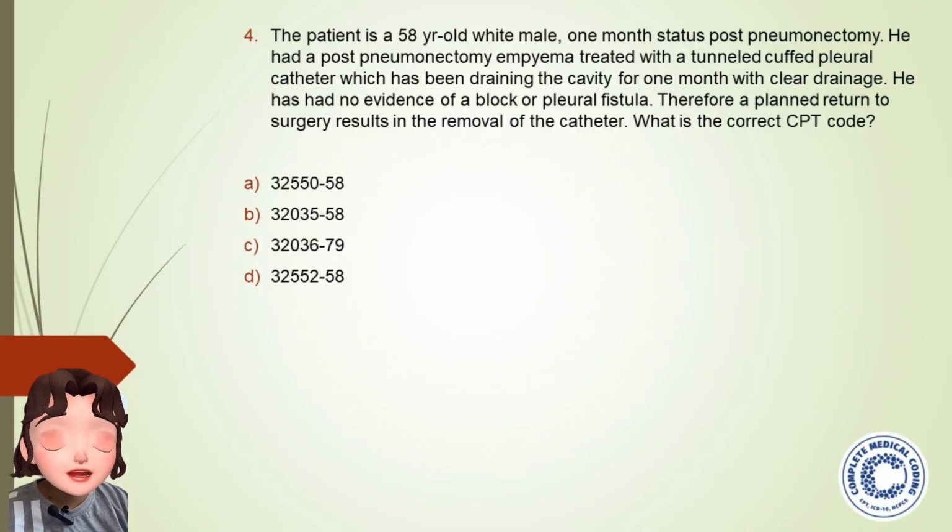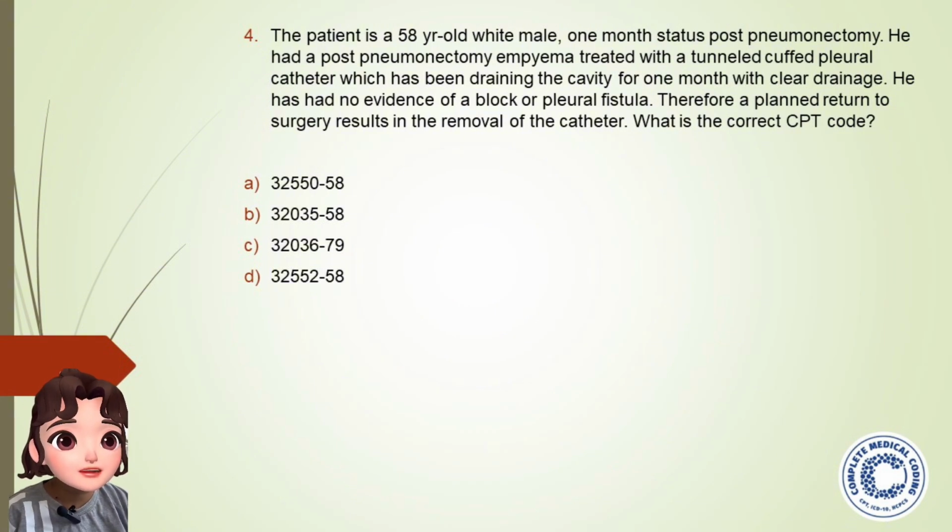Moving on to the fourth question. The patient is a 58-year-old white male, 1 month status post pneumonectomy. He had a post-pneumonectomy empyema treated with a tunneled cuffed pleural catheter, which has been draining the cavity for 1 month with clear drainage. He has had no evidence of a block or pleural fistula. Therefore, a planned return to surgery results in the removal of the catheter. What is the correct CPT code? Here also we have to mark the correct CPT code.